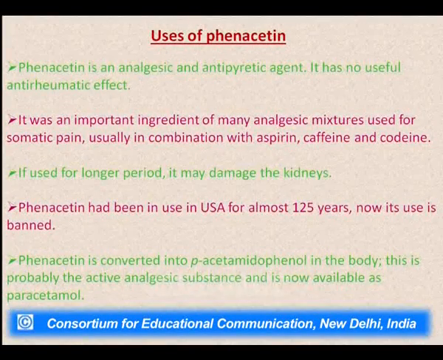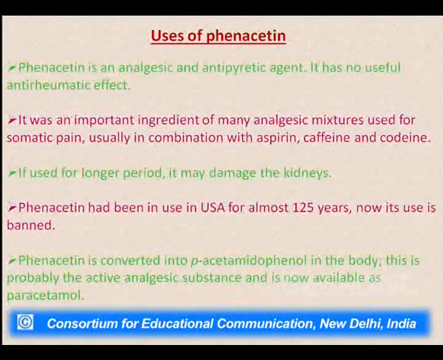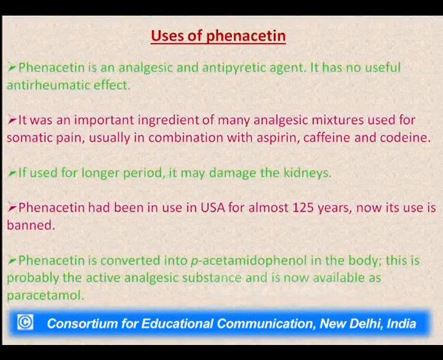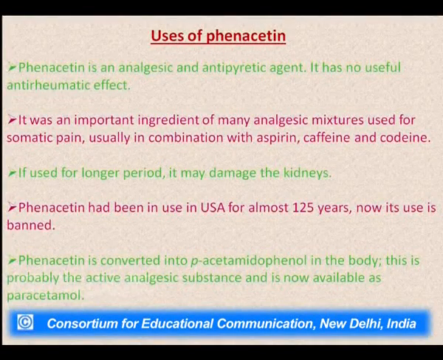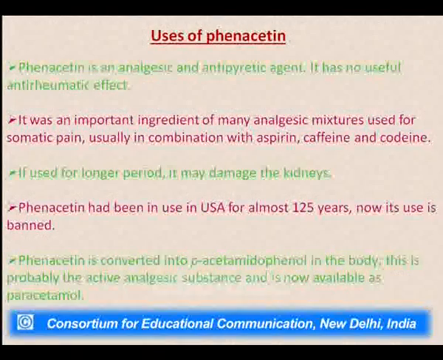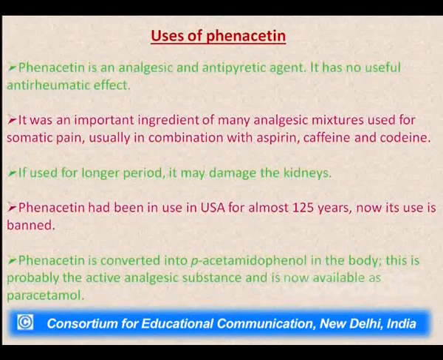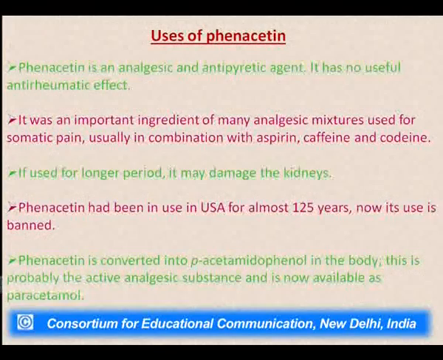Then comes the uses of phenacetin. Phenacetin is an analgesic and antipyretic agent. It has no useful anti-rheumatic effect. It was an important ingredient of many analgesic mixtures used for somatic pain, usually in combination with aspirin, caffeine and codeine. If used for a longer period, it may damage the kidneys. It was in use in the USA for almost 125 years. Now its use is banned in the USA.